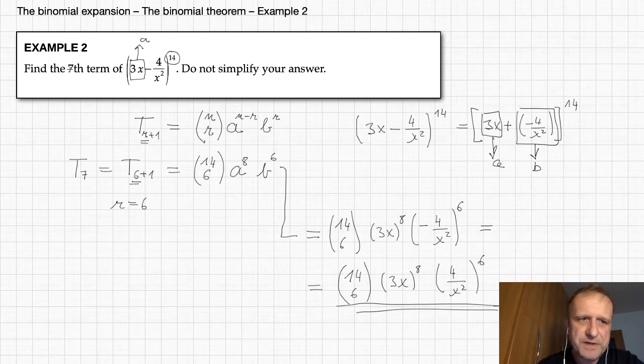What is important always, if you are trying to find any term, in this case the 7th term, you have to establish what the value of r actually is, and each term is in the form t sub r plus 1. So in our case r was 6, and when you learn by heart this formula, then it's very easy and straightforward to use it and substitute the proper value of n, which is the power here of the binomial expression, and the r, which is obtained in the way I explained.